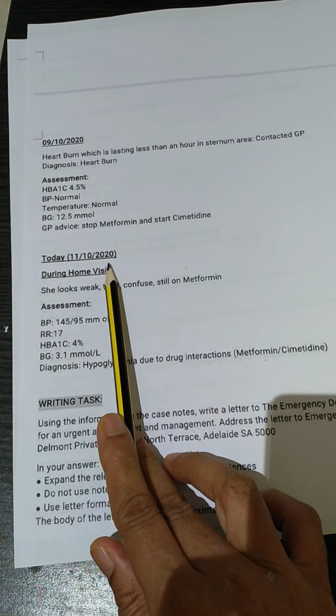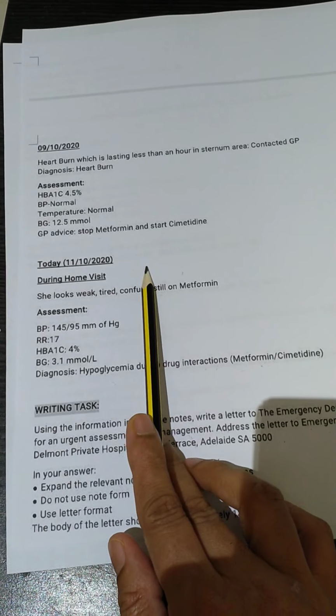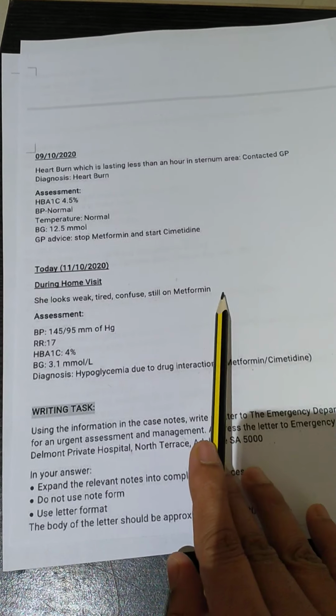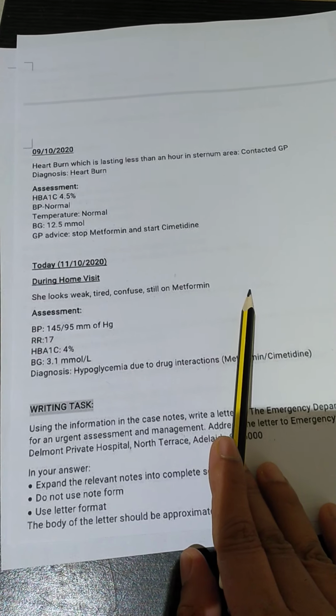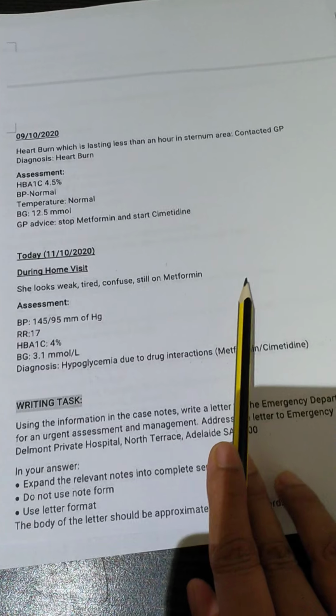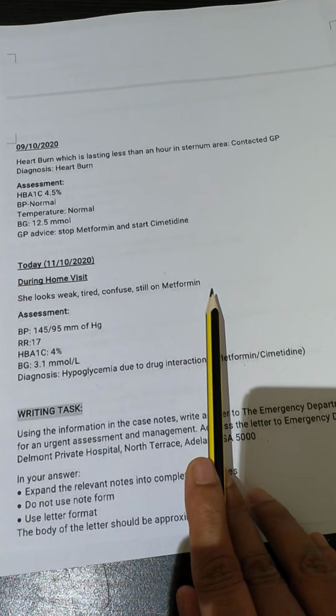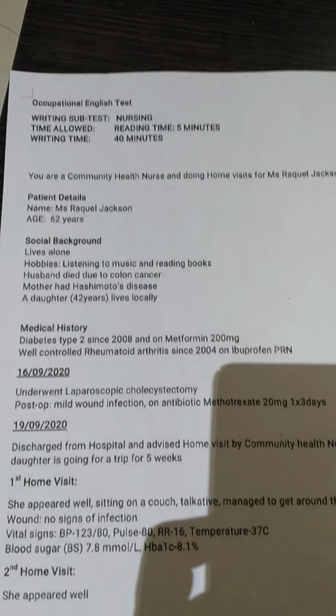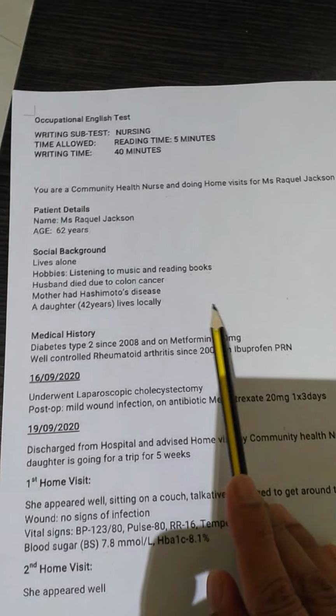11/10/2020, or we can write 11 October 2020 without any comma, or we can write, as before, 11 October 2020. Whichever format you use, you have to follow it in the whole letter. Recently they are saying there is no need to put the comma. The salutation is "Dear Doctor," then you put a comma. Then the reference: who is the reference? Miss Raquel Jackson, age 62 years.